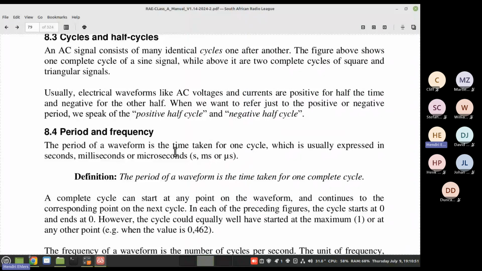And then above that is the triangle and the square one, which we've already looked at. We know what a square one looks like, and we know what a triangle looks like, and we know what a sine wave looks like.